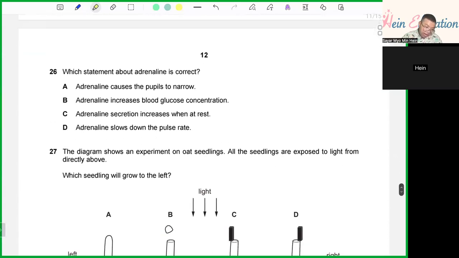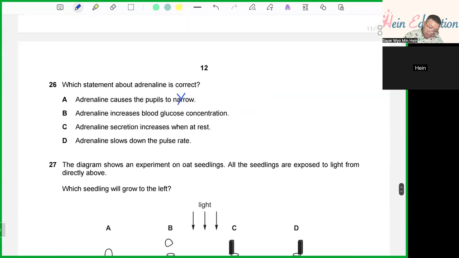26, what statement about adrenaline is correct? Adrenaline causes the pupil to narrow. No, it gets wider. Adrenaline increases blood glucose concentration. That is possible because it breaks down glycogen into glucose. So this might be it. Secretion increases when at rest. No, at rest it will decrease or be normal. Adrenaline slows down the pulse rate. No, it doesn't. So the answer is B.